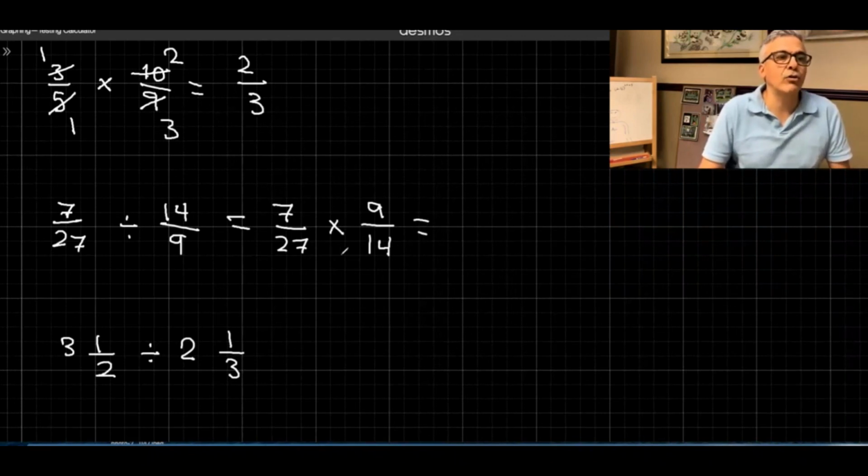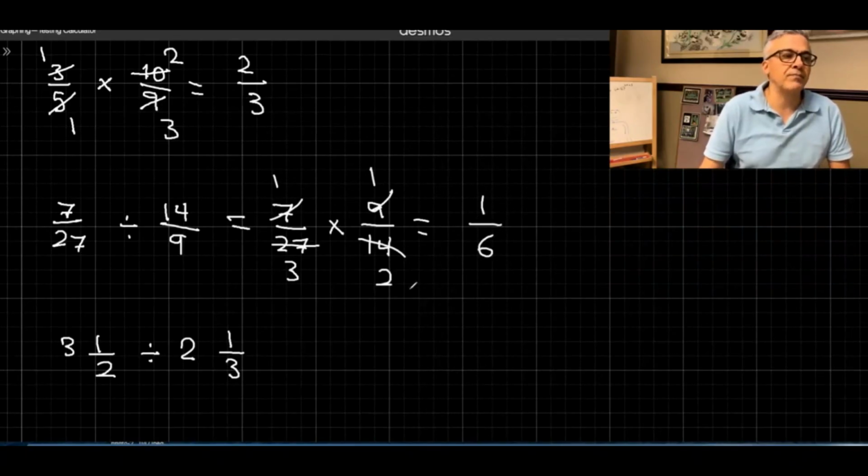When you multiply, you look to reduce, not within, but diagonally. I could see 9 goes into itself once and goes into 27 3 times. And here, diagonally, I could see 7 goes into itself once and goes into 14 twice. Now I multiply tops together. 1 times 1 is 1. 3 times 2 is 6.